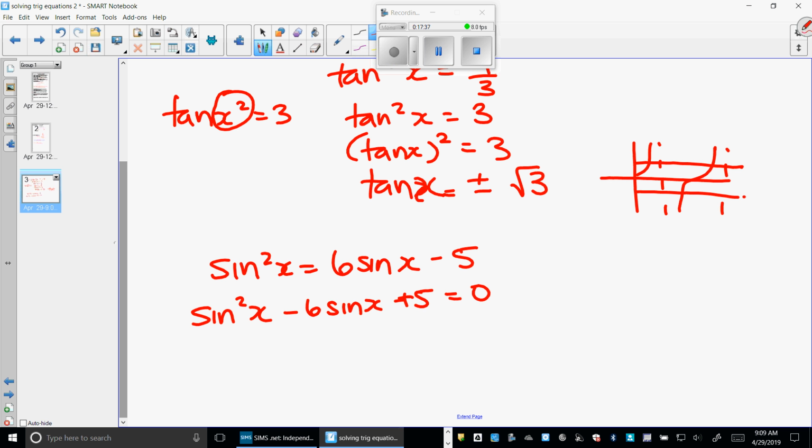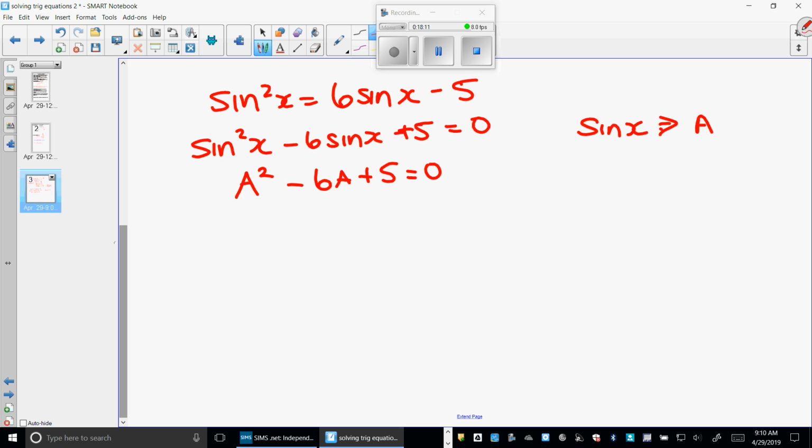Alright, so now we've appreciated it's in the format of a quadratic, but having this sine business, I would probably say, instead of writing sine x, I'm going to write a or b, doesn't matter. So this would now be written as a squared minus 6a plus 5. Again, as I said, the letter really isn't important. And then we would solve this as we would for any other quadratic.